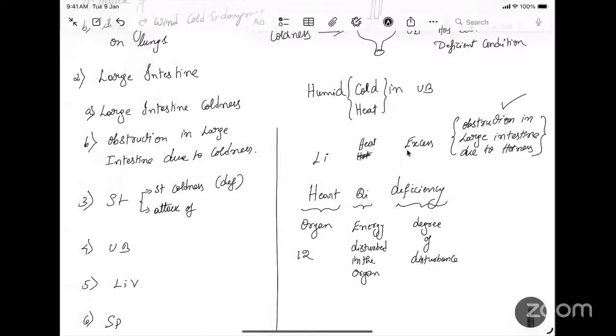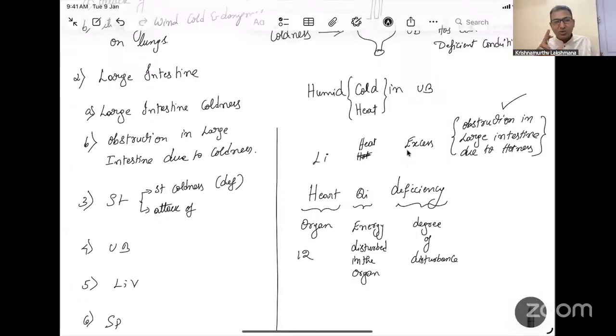In stomach, coldness is a deficient condition. And there is an excess condition, attack of cold. In stomach coldness is there, which is a deficient condition. And in excess condition, there is an attack of cold on stomach. So this is an excess condition.